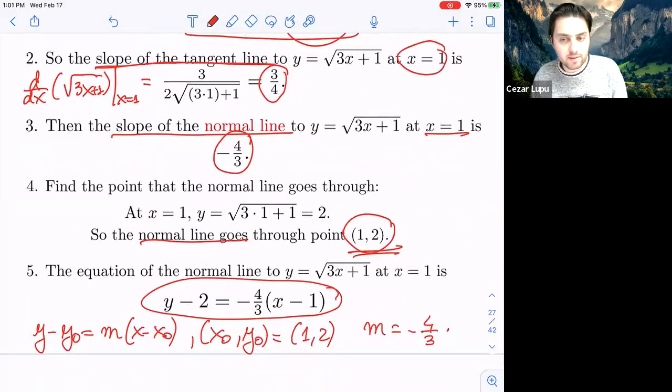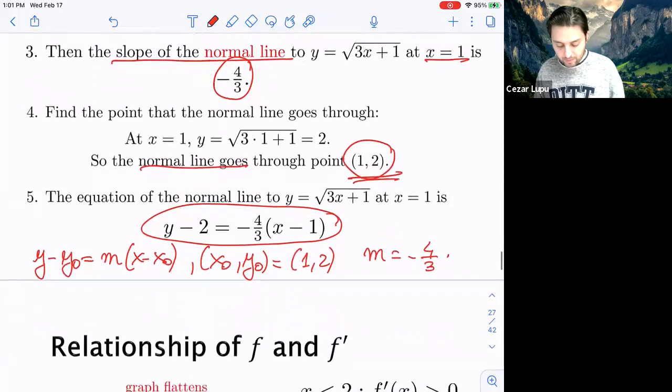Is it clear for everybody? Does this make sense? Do you have any questions regarding this example? No questions? Okay. All right. So that's what you need to do.